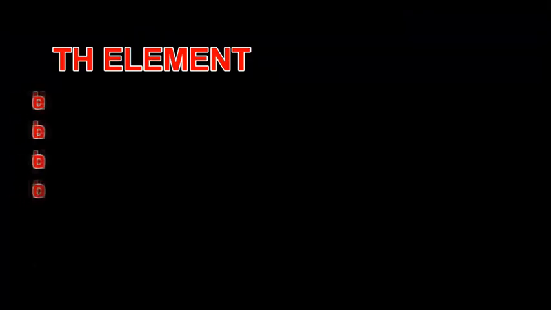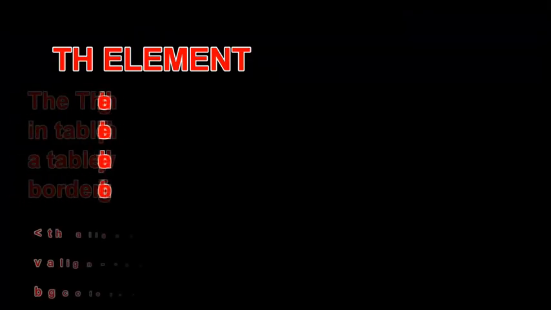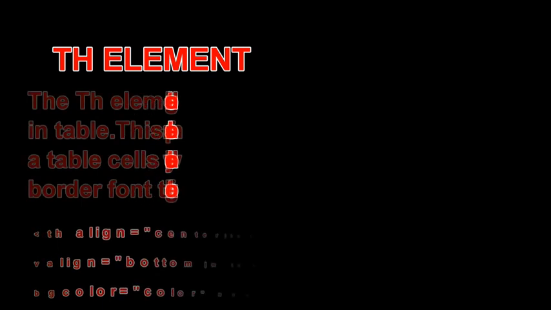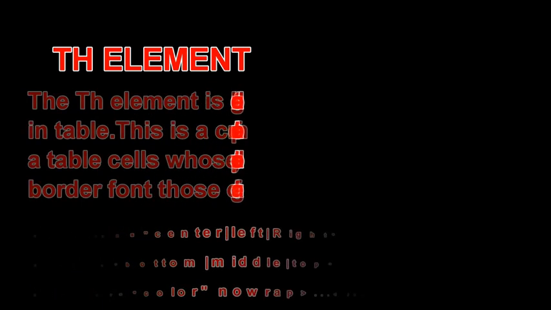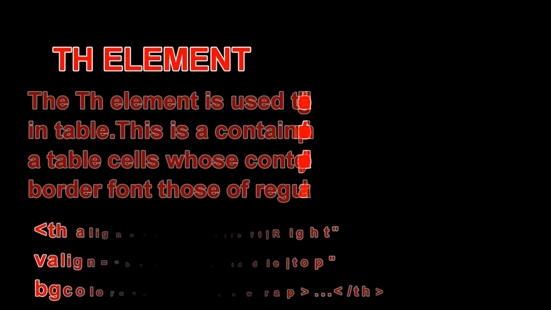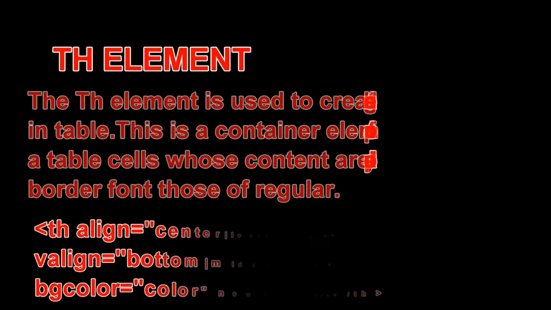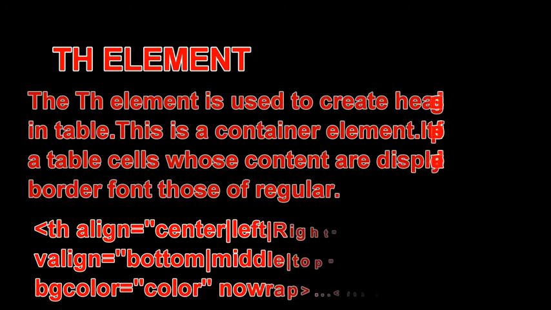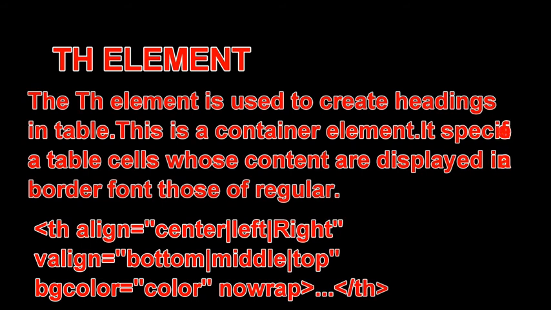Another element that is available in HTML is the th element. The th element is used to create headings in a table. Whenever I use a th element, it basically gives me a heading at the top of the table. The th element also has some attributes: align, that is center, left and right; valign, bottom, middle and top; bgcolor equal to the color which I want to give; and nowrap. Nowrap is basically used to specify that the content within a cell cannot be broken, so it does not wrap onto the next line.